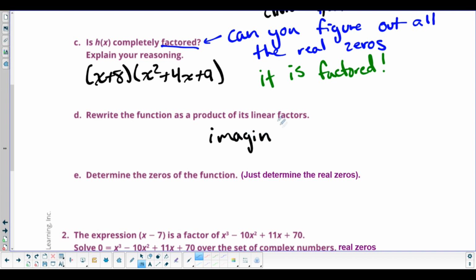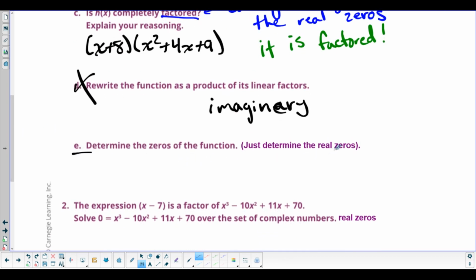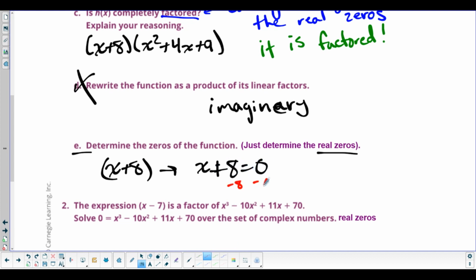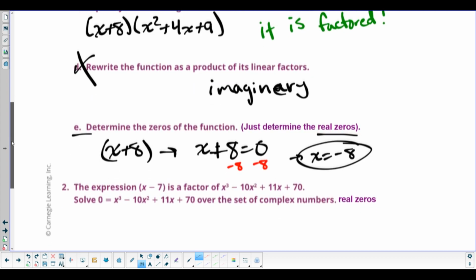Imagine all the numbers. And so if we end up with imaginary factors, I don't really care, so I don't worry about D. And in this case, for E, the real zeros is what I want to figure out. Well, that just happens at the x plus 8 factor, which means if I want to figure out the zeros, I just have to set that equation equal to 0. And through one step, I can see that x equals -8 is the zero of this function.